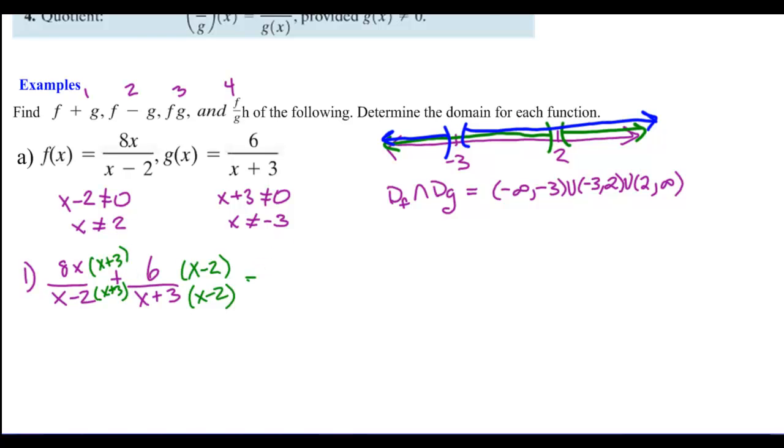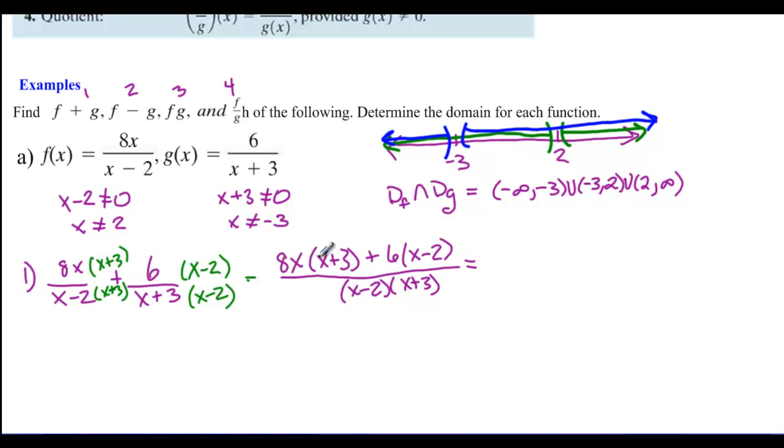So we're going to end up with 8x times x plus 3. Let me correct that. So we're going to end up with 8x times x plus 3 plus 6 times x minus 2 all over that x minus 2, x plus 3. And it wouldn't matter here if we did the x plus 3 and then the x minus 2. So the order is not important.